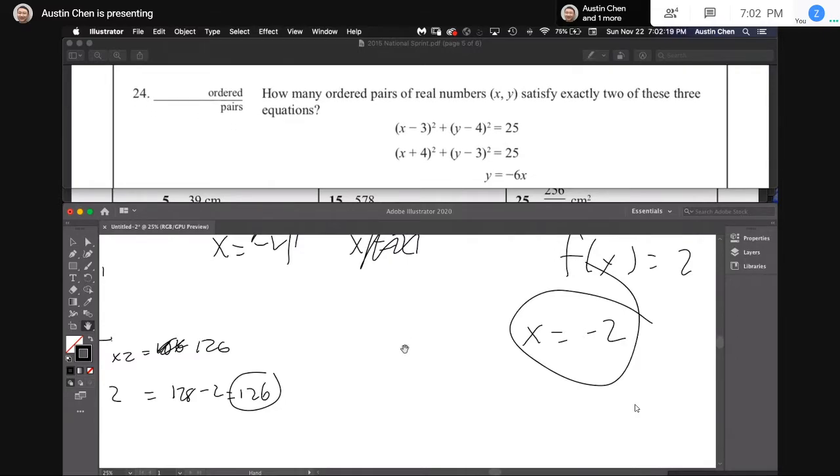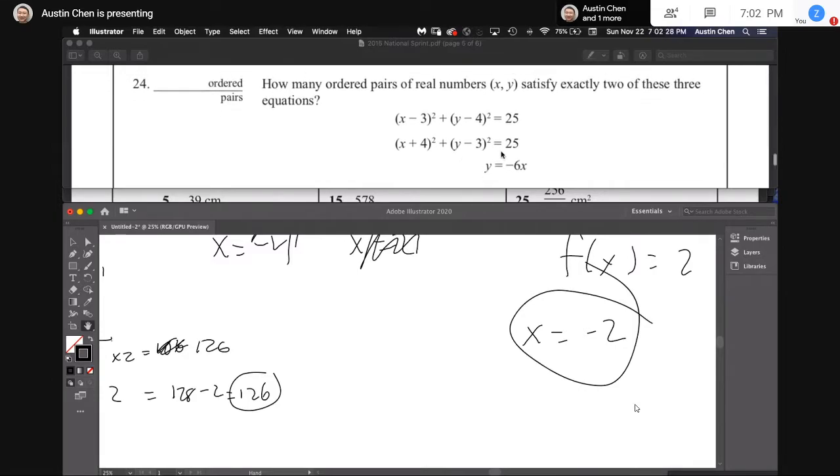Number 24. How many ordered pairs of real numbers x, y satisfy exactly two of these equations? So we have some equations here. You can notice that they are circle equations. These two are circle equations, and this one is just a line. So basically we're just looking for solutions that satisfy two of them, but not all three of them.